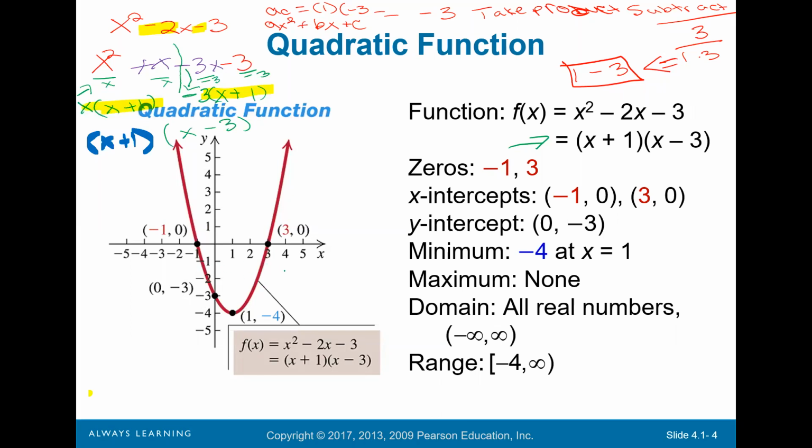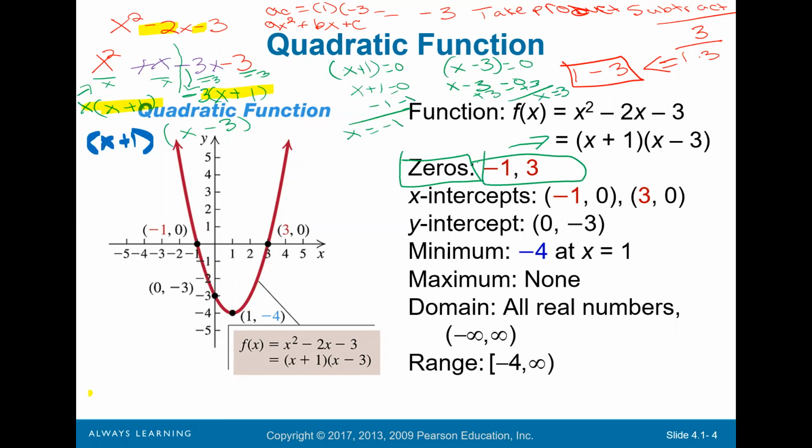Now we're going to find the zeros. How do we find the zeros here? Well, I'm going to take my factored form, x plus 1, set it equal to 0, and x minus 3, set it equal to 0. You can drop the parentheses. I just brought it over there so you can see that it didn't change. I'm going to subtract the 1 from both sides, and it gives me x equals -1. I'm going to add the 3 to both sides, and that gives me x equals 3.